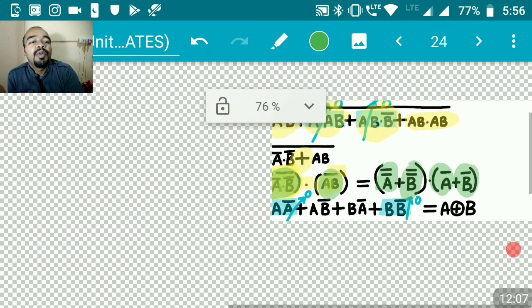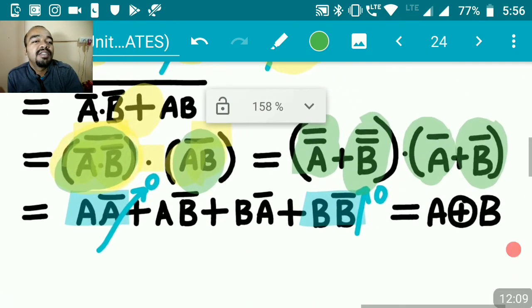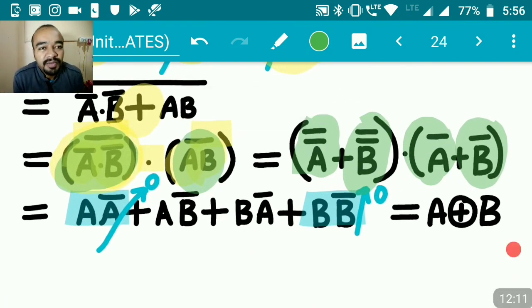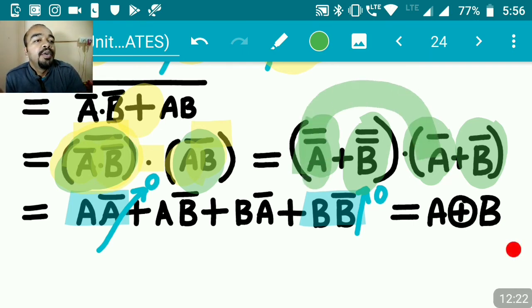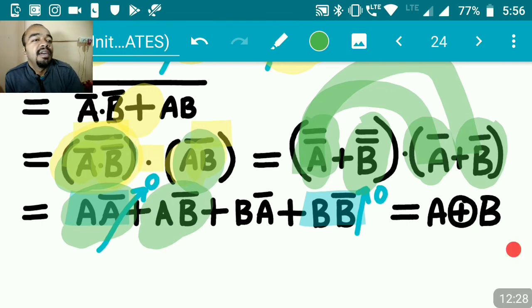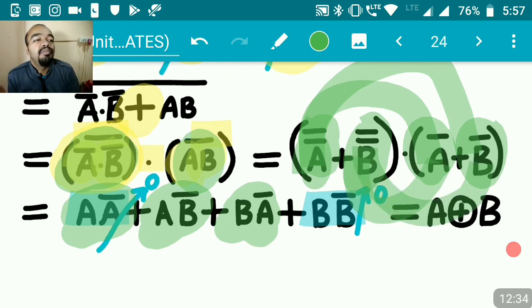What we are going to do now is multiply those terms. We know that A double bar is equal to A, B double bar is equal to B. I'm just going to use A and B in the next equation. So it is A into A bar, this is the term. And it is A into B bar, this is the term. And we have B into A bar, this is the term. And we have B into B bar.